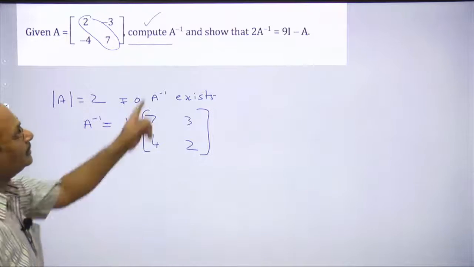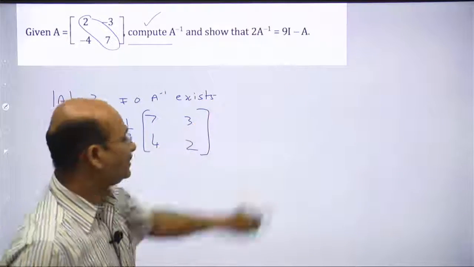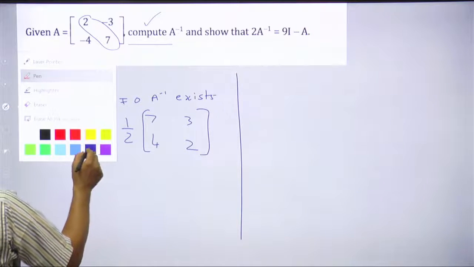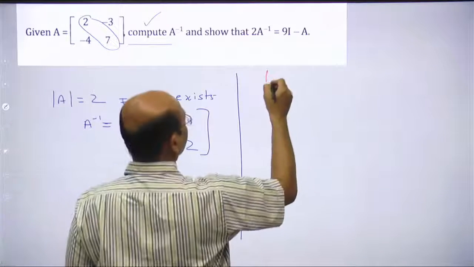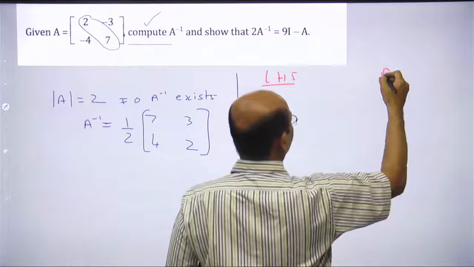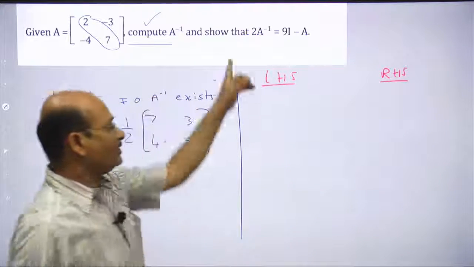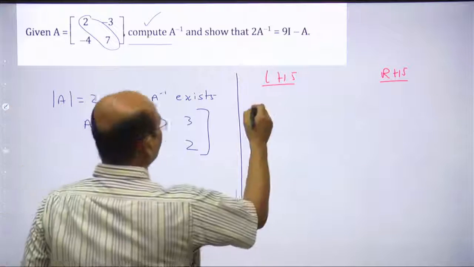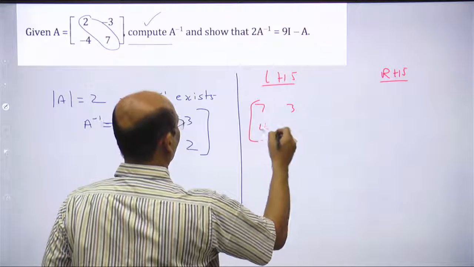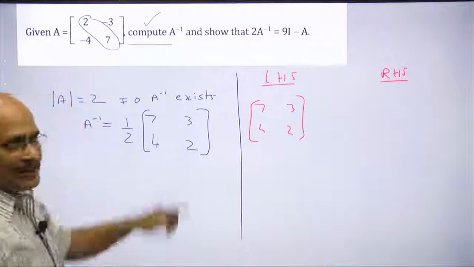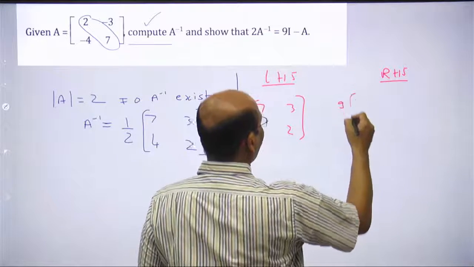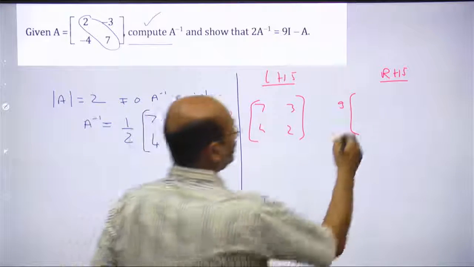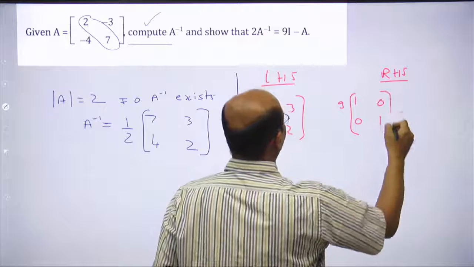Now what I am trying to do is prove 2A inverse is equal to 9I minus A. So let us come to the LHS now. 2A inverse: the 2 gets cancelled, 2 into 1 by 2. So what is the output in this case? [7, 3; 4, 2]. Now let us do 9I minus A. Remember, I doesn't stand for the number one here; I stands for the identity matrix of the same order, 2 by 2. So this is 9 times [1, 0; 0, 1] minus A.